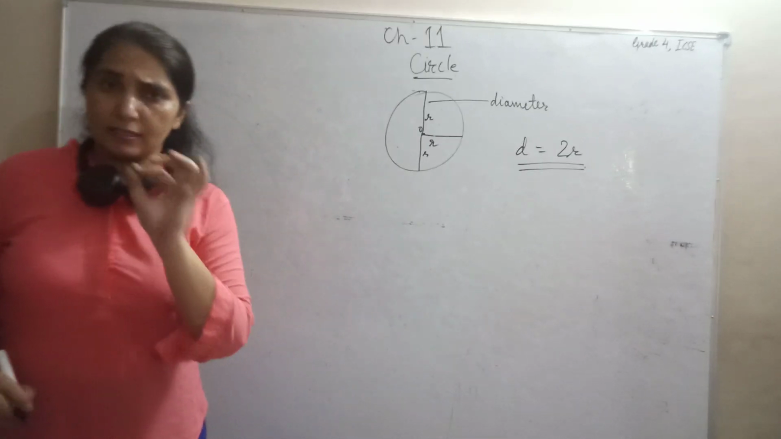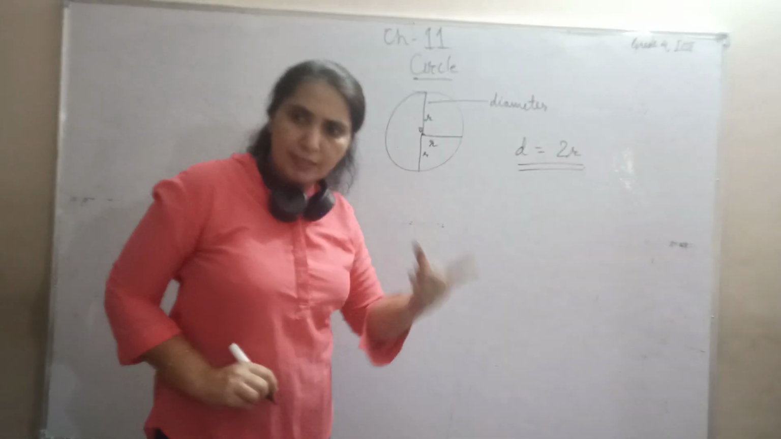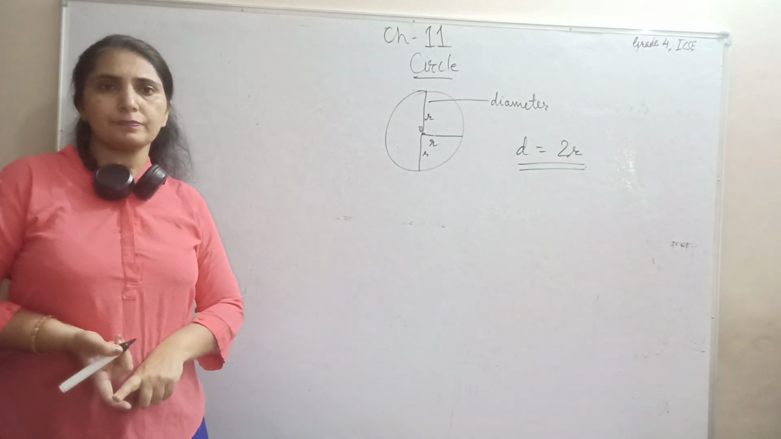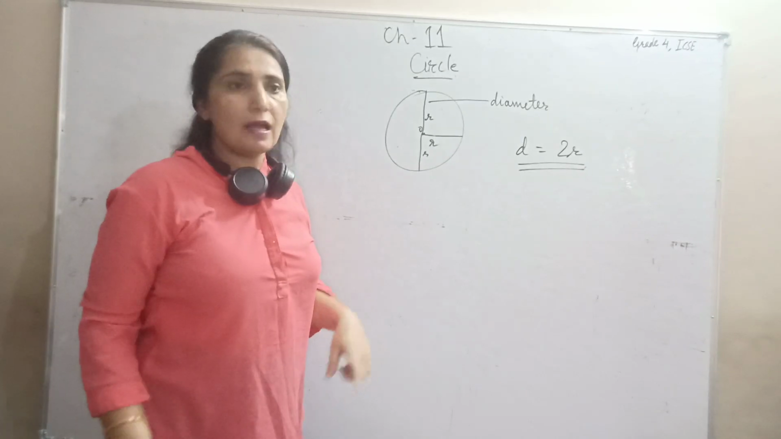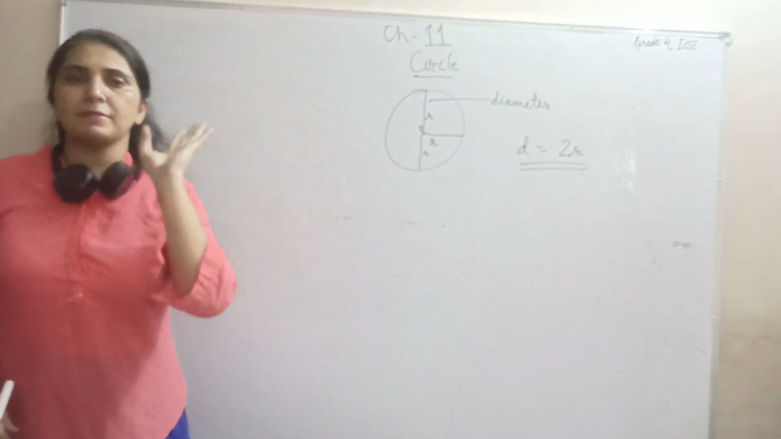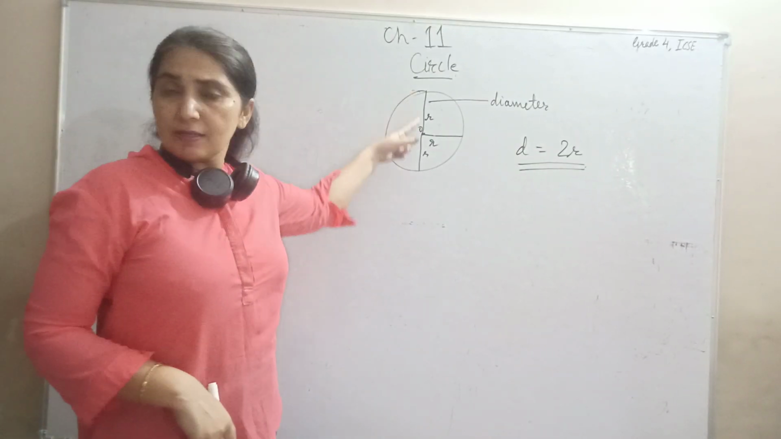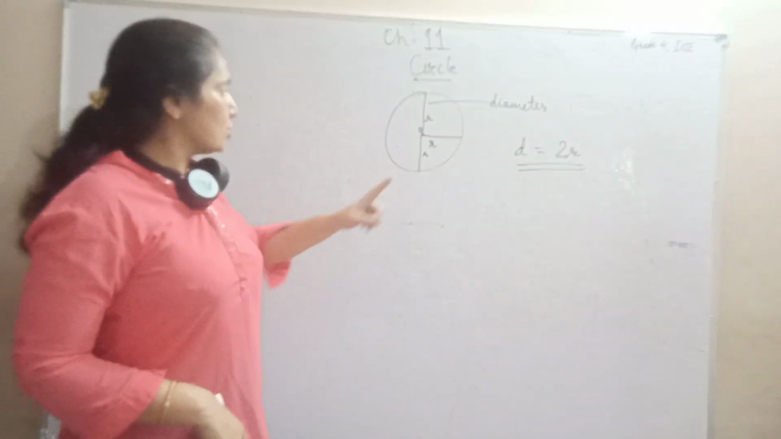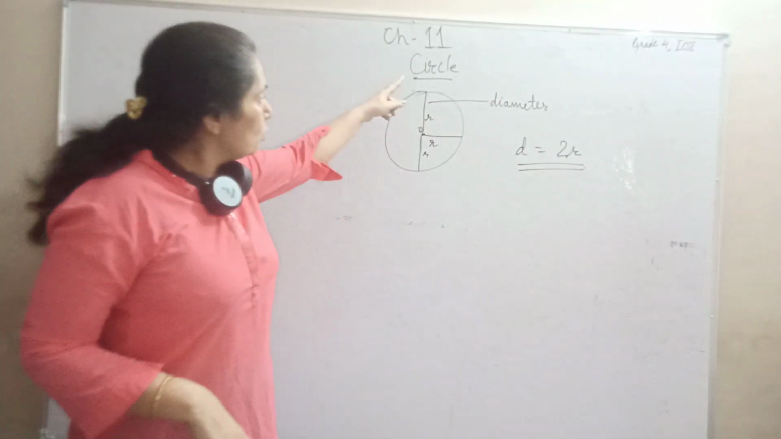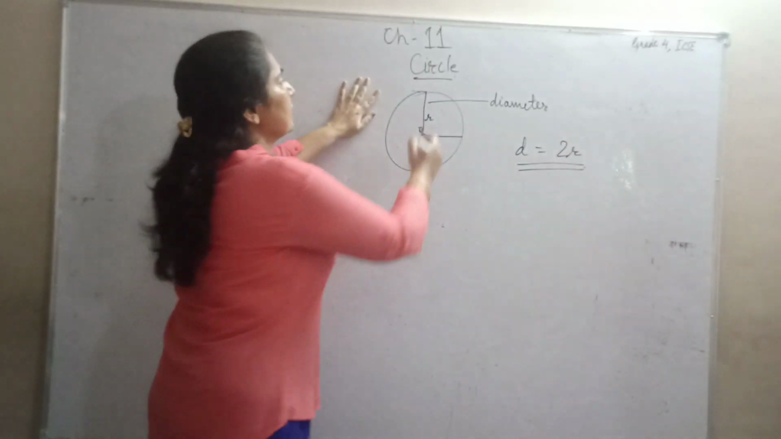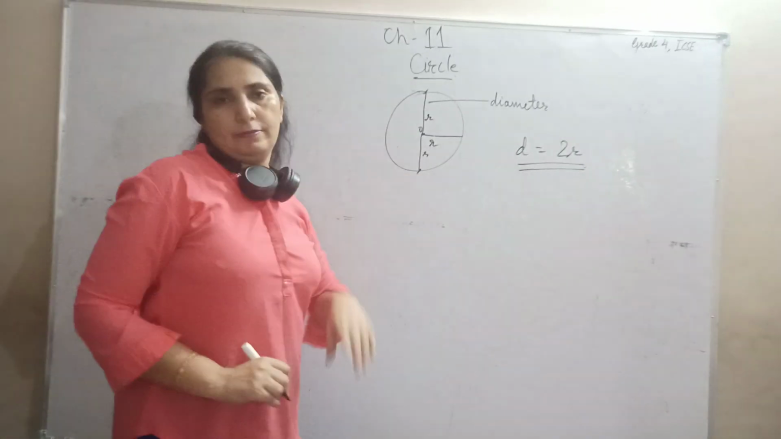Generally the examiner asks, what is the relationship between radius and diameter? Radius is half of diameter. This radius is half of diameter and diameter is 2 times the radius. Now what is diameter? How to define it? Diameter is a line segment which passes through the center of the circle and whose end points lie on the circle.